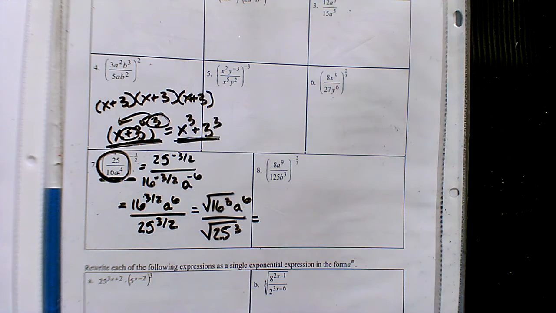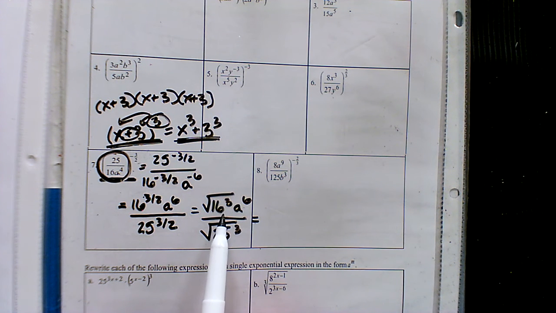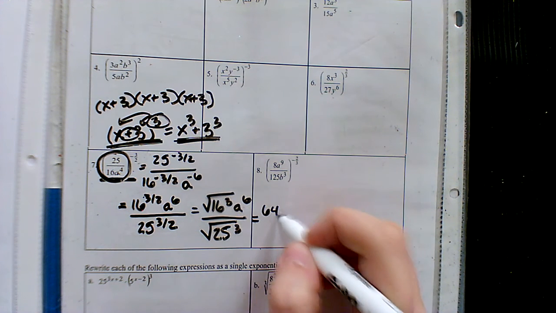All right, so would we rather cube 16 or square root 16? Probably square root. Okay, square root of 16 is 4, and then if we cube 4, we'll get 64.